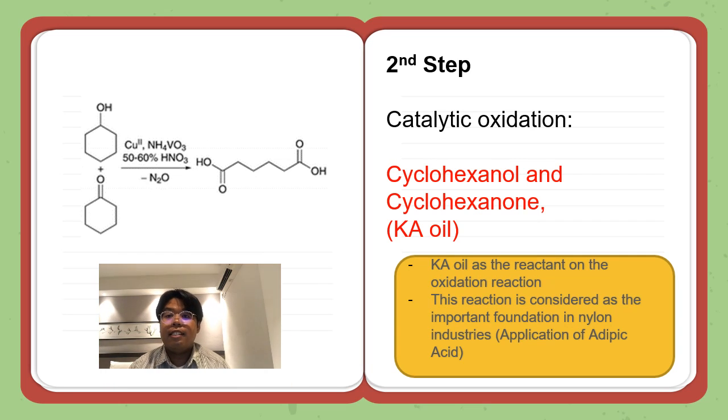Okay, next is the second step of the process, which involves the oxidation of KA oil with an excess of nitric acid in the presence of copper-2 and ammonium metavanadate, both of which act as catalysts under certain process conditions. You can see from the picture that this KA oil will be reacted with all those catalysts and also the substrate in order to produce adipic acid.